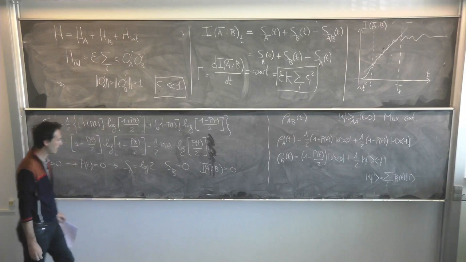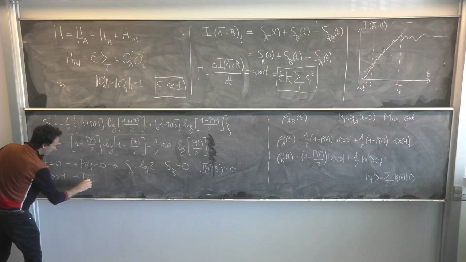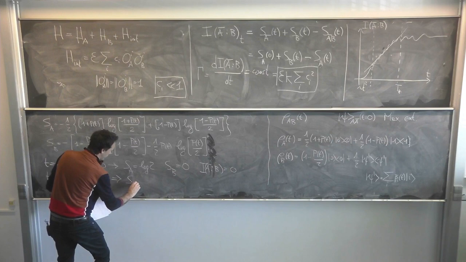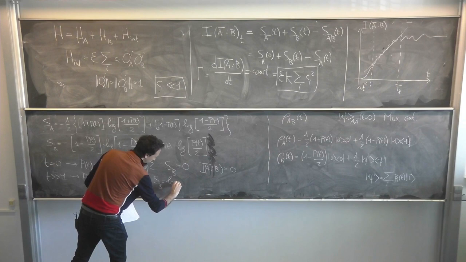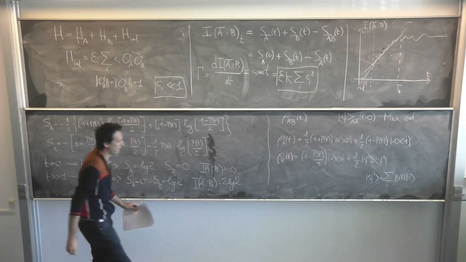But at a later time, so let's say that for large times, let's assume that the probability of decay is close to 1. Then you can check that the entropy of A is actually 0, and the entropy of B now is log 2. So the mutual information between A bar and B now is 2 log 2. So we are basically in the situation that we want.